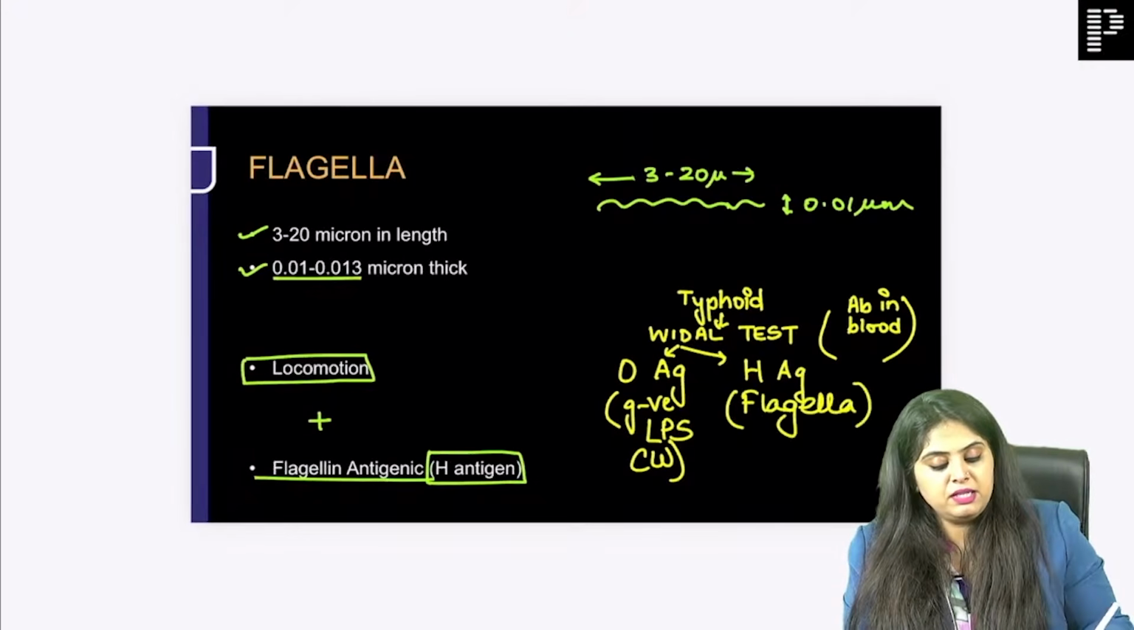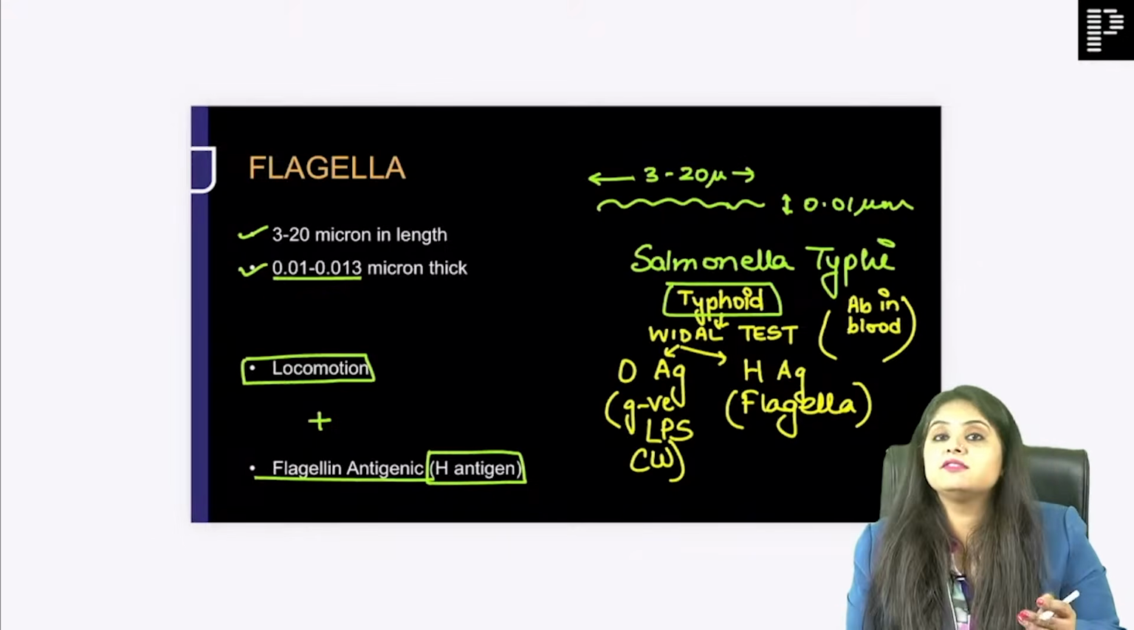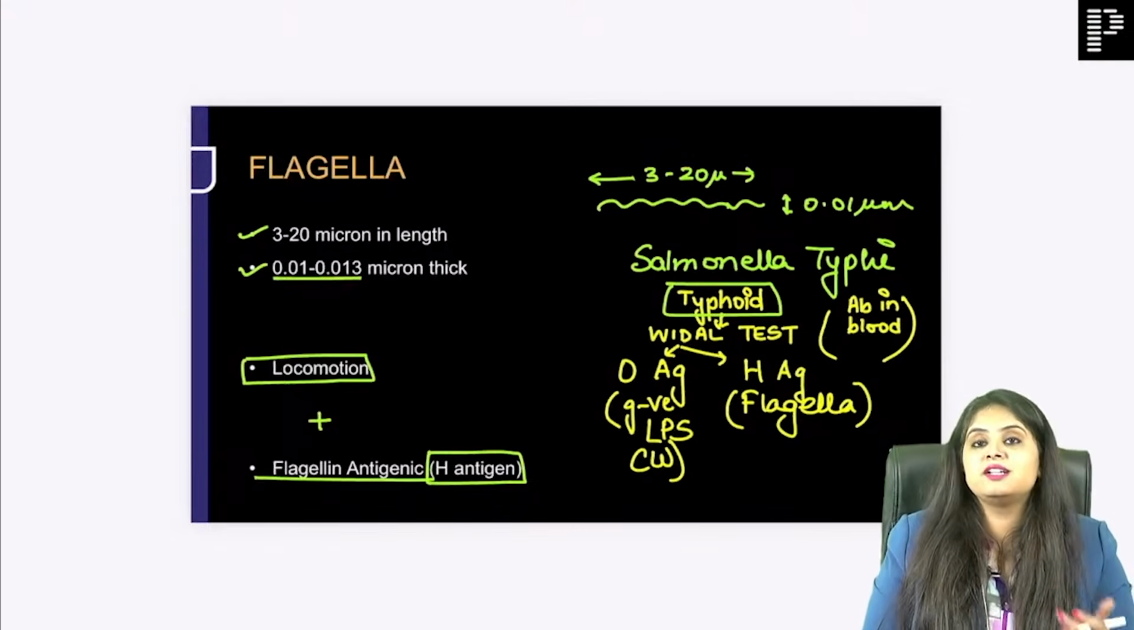So now tell me, who causes typhoid? Typhoid is caused by Salmonella typhi. That is how, why do you guys find bacteria so tough? Because you don't study the general.